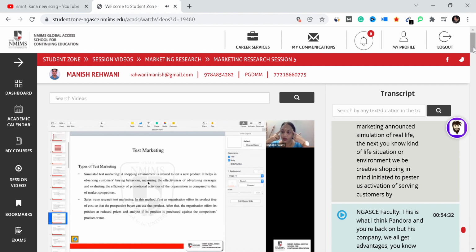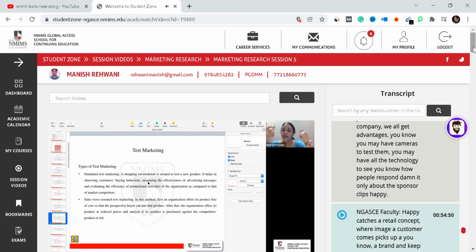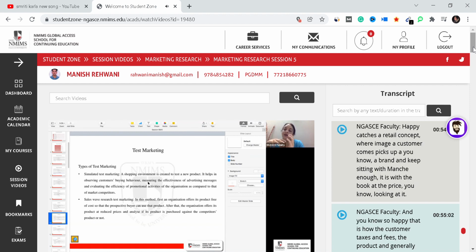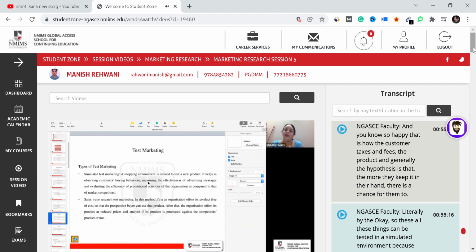Have I told you about this concept called haptic touch? Haptic touch is a retail concept wherein a customer comes, picks up a brand and keeps it in his hand, fiddles with it, looks at the price. So haptic touch is how the customer touches and feels the product. And generally the hypothesis is that the more they keep it in their hand, the higher the chance for them to put it in the trolley or buy the particular product.